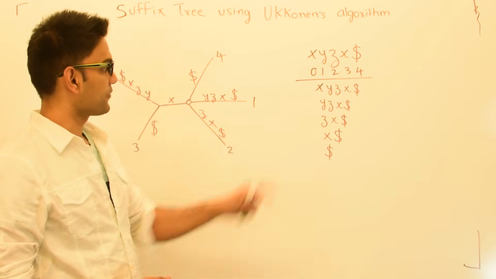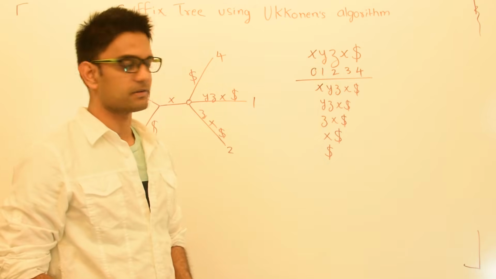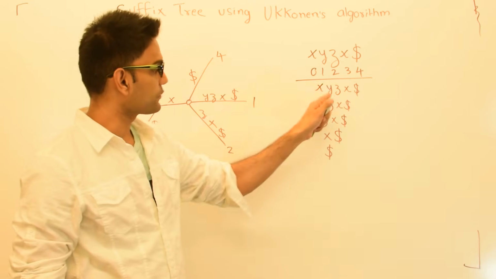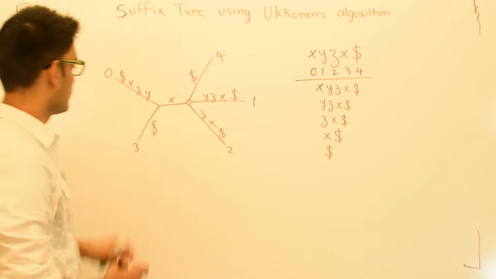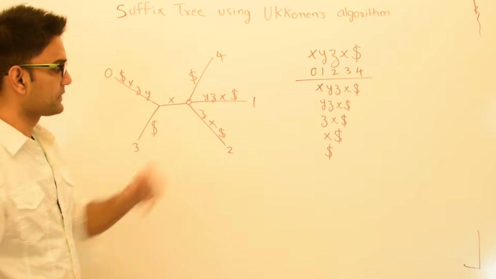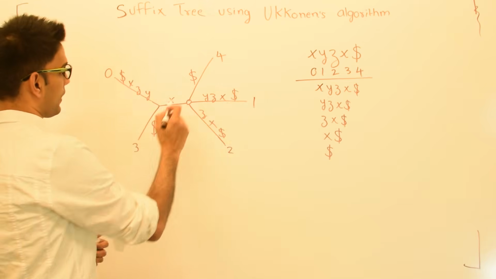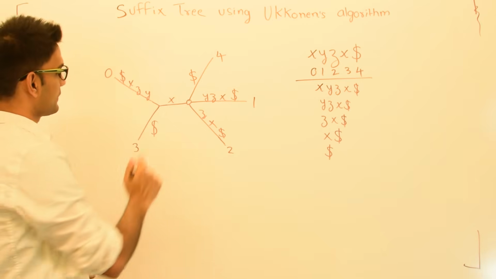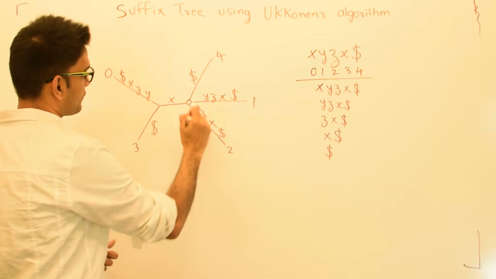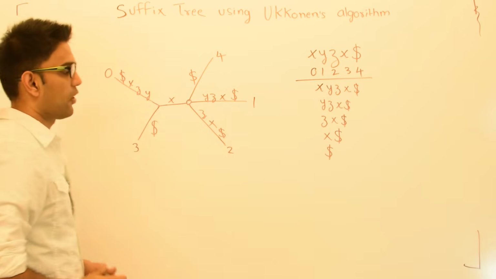For example, if I have a string x, y, z, x dollar, the possible suffixes of this string are x, y, z, x dollar, y, z, x dollar, z, x dollar, x dollar and then dollar. So this tree here represents all the suffixes of this string. So x, y, z, x dollar and then 0 represents the index from which this suffix starts. Then y, z, x dollar, x dollar and then dollar.